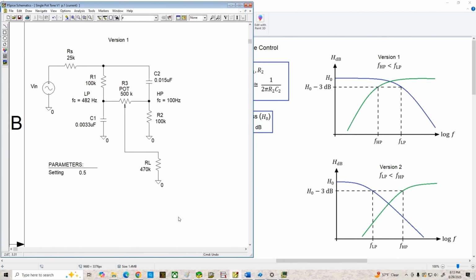So let me bring up the schematic editor, and we've got version 1 here. I'm using a 25k ohm resistor for our source. RL is 470k, and the low pass section of the circuit has a corner frequency of 482 hertz. The high pass has a corner frequency of 100 hertz, and I'm using a 500k pot to couple the two sides of the circuit. And we're going to sweep the frequency again from 10 hertz to 10 kilohertz, and we're going to look at the response for the three pot settings: all the way to the left, in the center, and all the way to the right.